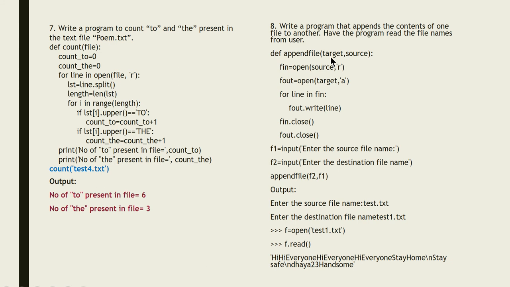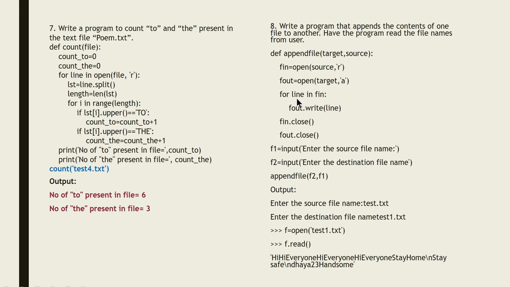In the target file I am going to append the content, and from the source file I am going to copy the information. So fin is equal to open of source comma r, that is, from that file I am going to read the information. fout is equal to open of target comma a. This is very important: you have to give the file mode as a, which stands for append. If you give w, the contents already present in target will be deleted. To avoid that, you use append.